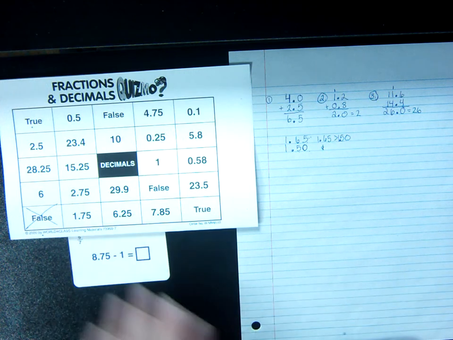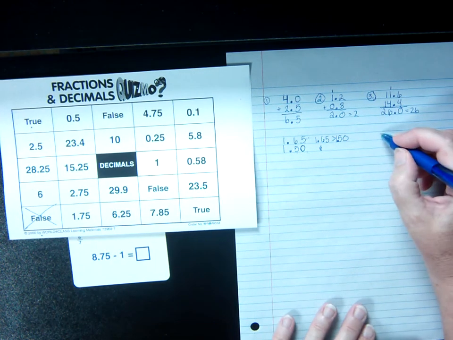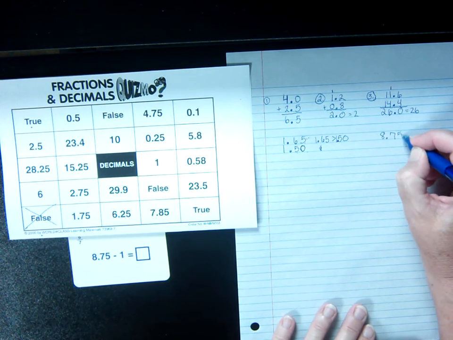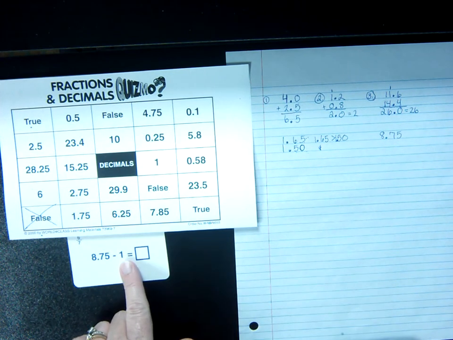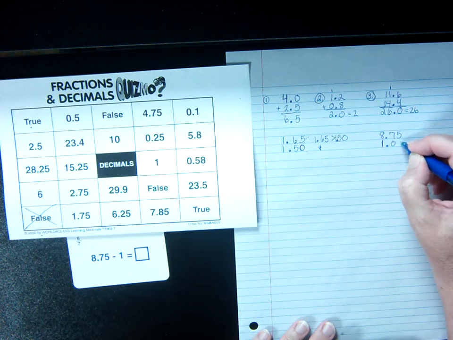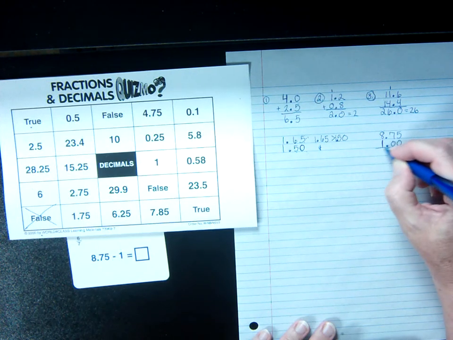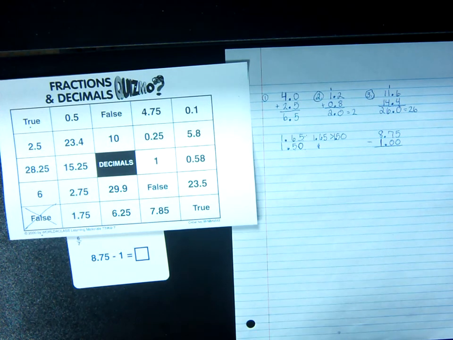Now I have 8 75 hundredths minus 1. For some reason, we often get confused when we have a number that has a decimal in it and then a number that doesn't. But remember, if you have a whole number, it stays before the decimal. And I do always think that if you have the same number of decimal places, it's just a lot easier to see when you're subtracting.